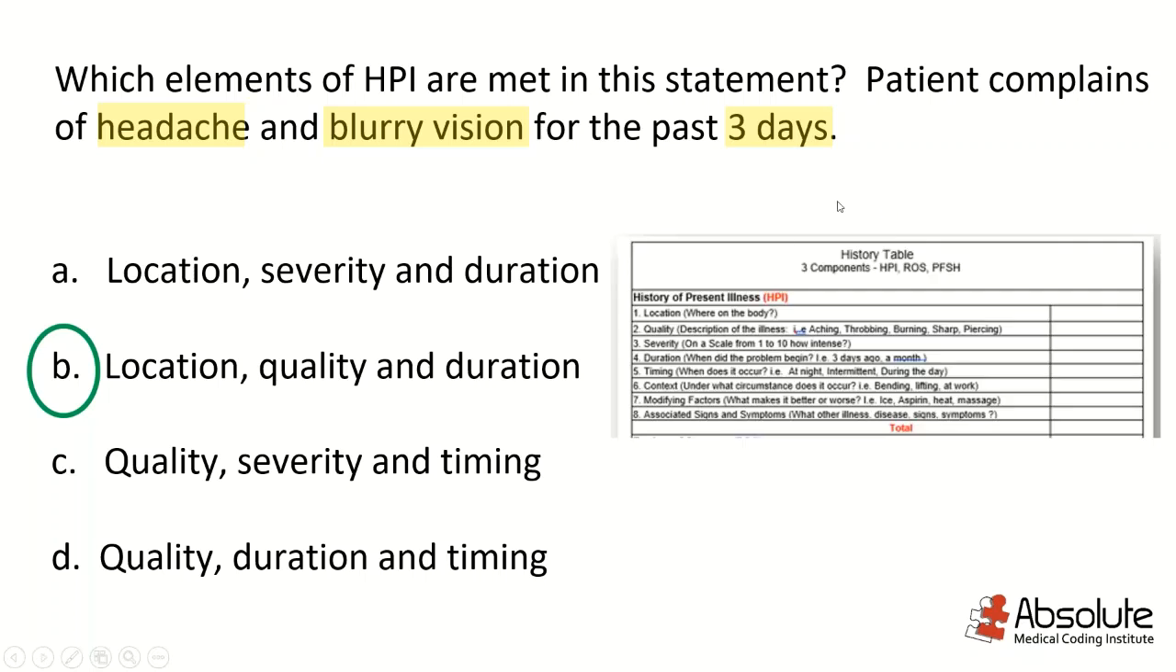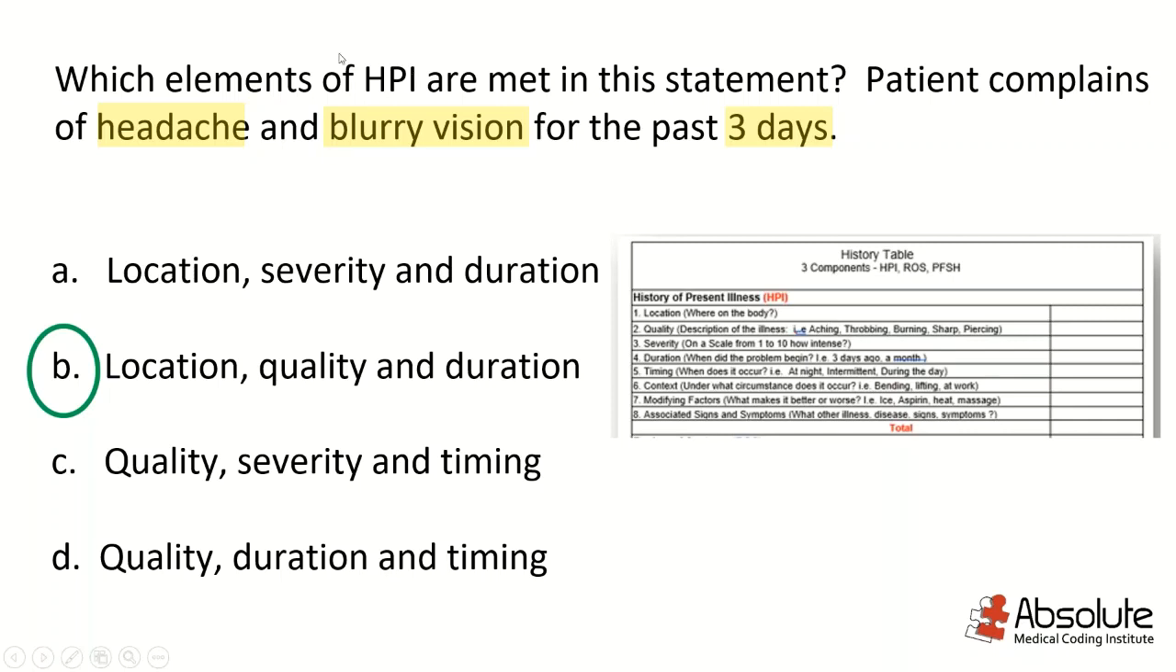What I'm going to do is pull out the history of present illness, or the HPI portion, in my history table. Basically, we have to answer the following questions. Location: do we know where on the body this has taken place? The answer is yes, because with headache, we know that's in the head. So we can mark that as the location on the body.